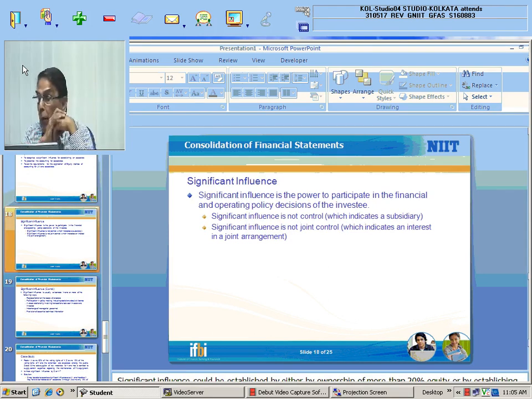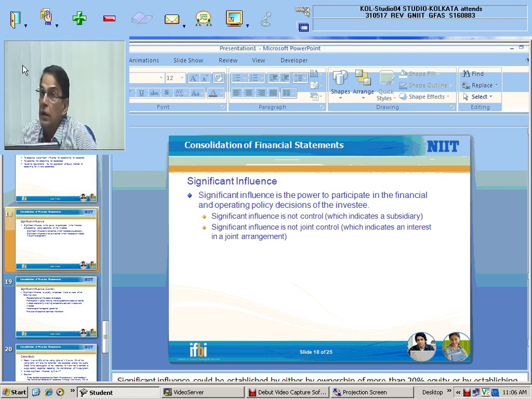Significant influence is the power. What is significant influence? Now we are coming to the definition of significant influence. It is the power to participate in the financial and operating policy decisions of the investee. If the investor company has the power to participate in the financial and also operating policy decisions of the investee, not control, but the power to participate in the financial and operating policy decisions of the investee, maybe through nominating some directors or having some directors in the board, things like that.